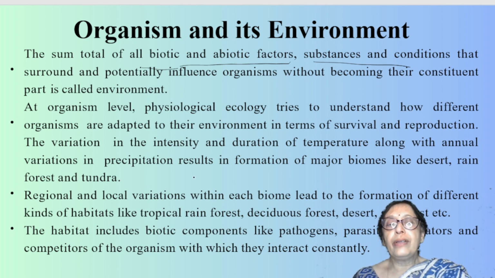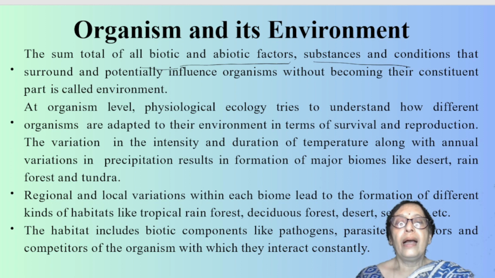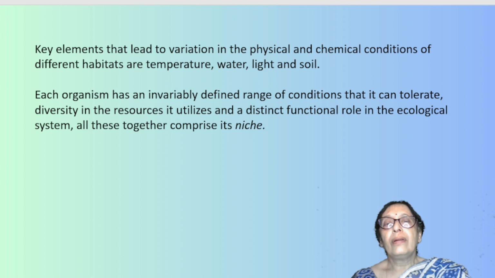And we know that regional and local variations within each biome actually lead to the formation of different kinds of habitats like tropical rainforest, deciduous forest, sea coast, desert land. And the habitat includes biotic components such as pathogens, predators, parasites, competitors of the organisms, along with the interaction going on continuously. So the key elements that lead to variation in physical and chemical conditions of different habitats are basically temperature, water, light, and soil.